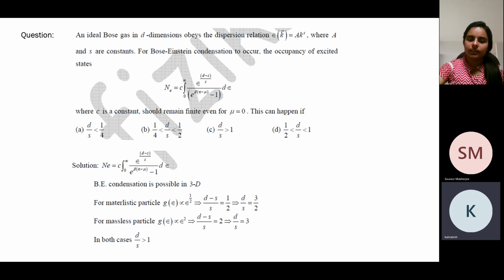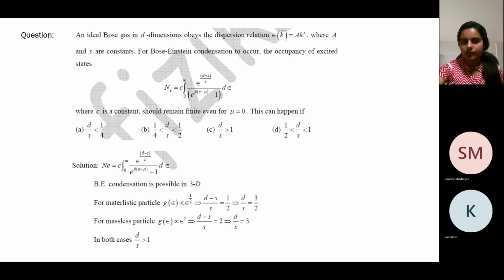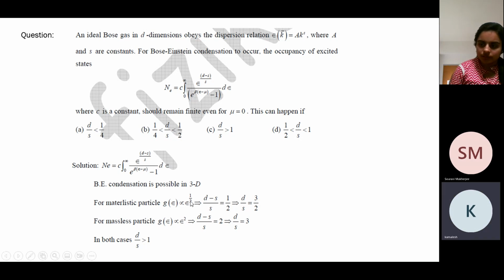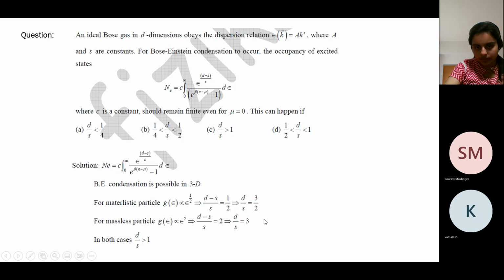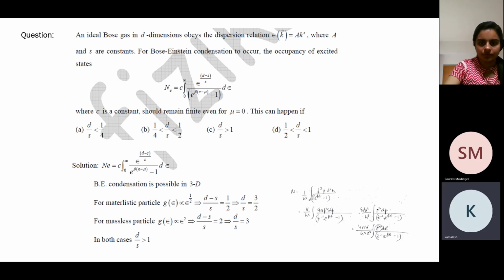And then for materialistic particles, what is the relation between the energy and the momentum that we take? Ma'am, materialistic particle, meaning massive particles, so particles which have mass. So how did we get epsilon to the power half here? p square by 2m is equal to energy, right? We do the same process and then we get epsilon to the power half, right? So it's important to get used to this kind of thing.